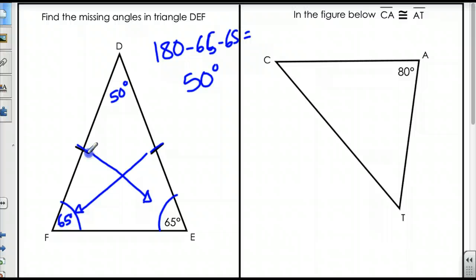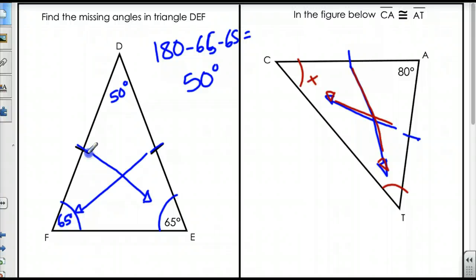In the figure below, CA is congruent to AT. We want to find all the missing angles again, okay? So we know CA is congruent to AT. Because it has two congruent sides, we know it's an isosceles triangle. And now we want to find the rest of the angles. So, how do we do that? Well, I know that this angle is going to have to be congruent to this angle, right? We just draw our lines opposite them. It just helps to draw your lines. So this angle and this angle are congruent. Now we don't know what those two angles are, and we don't know one of them.